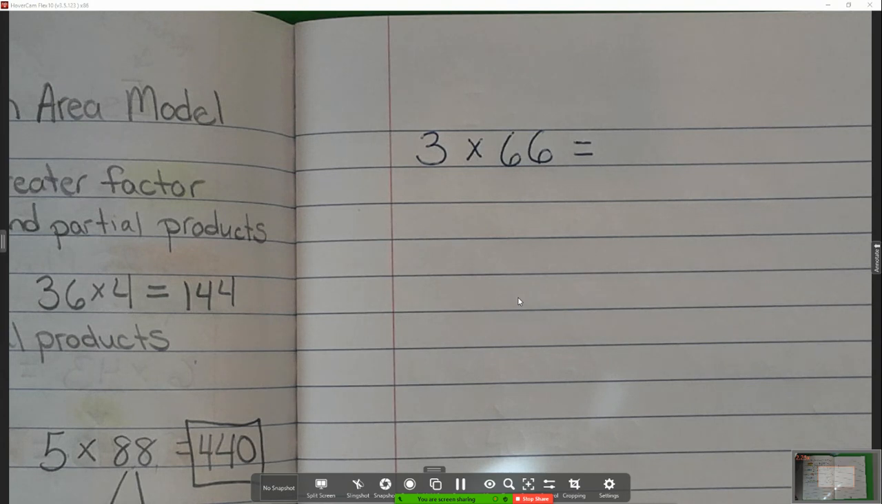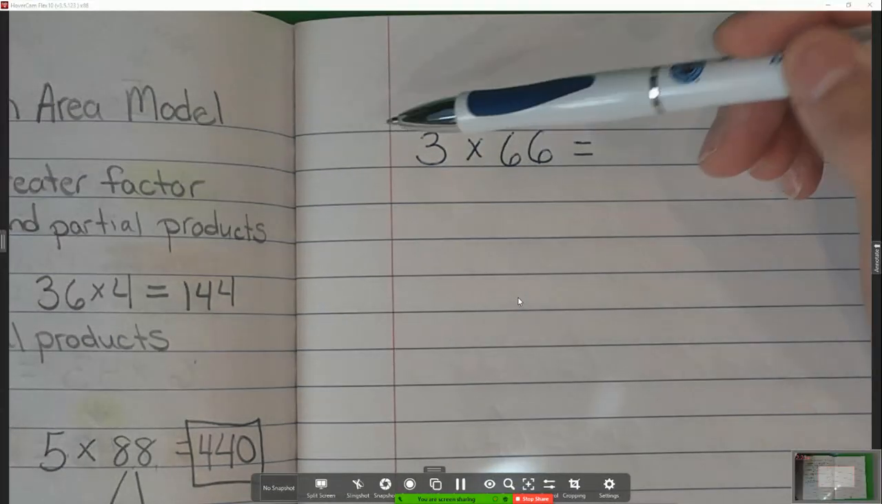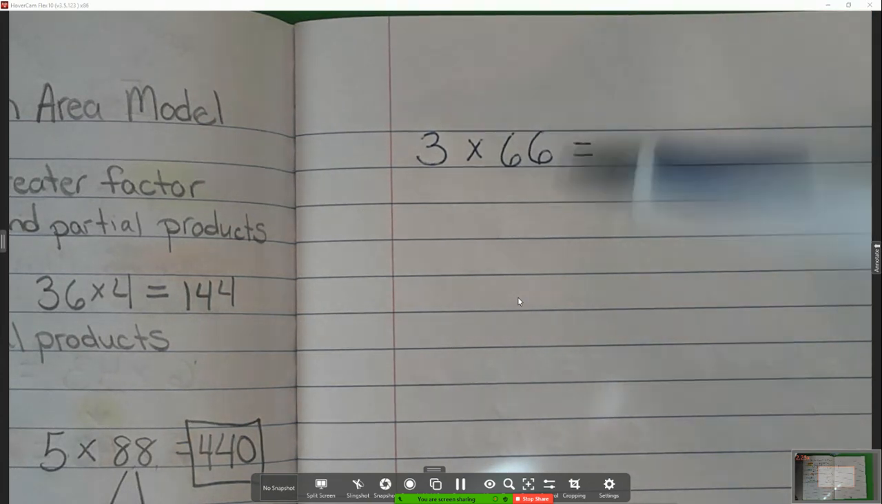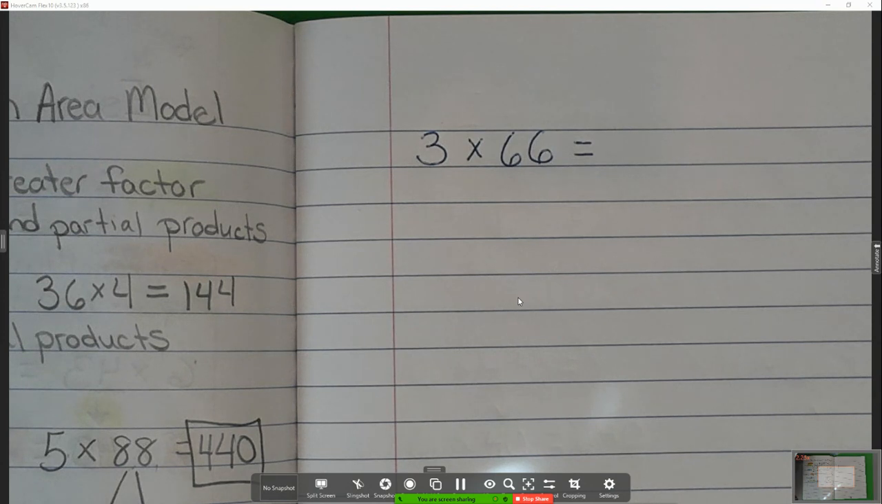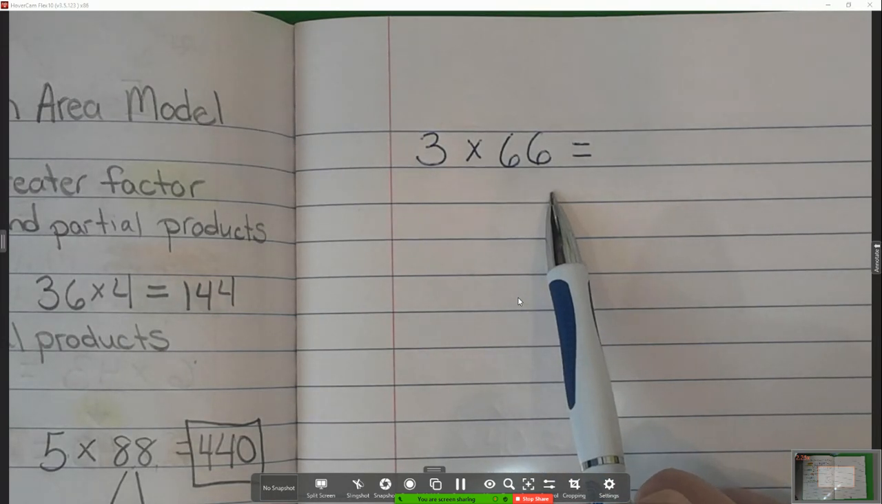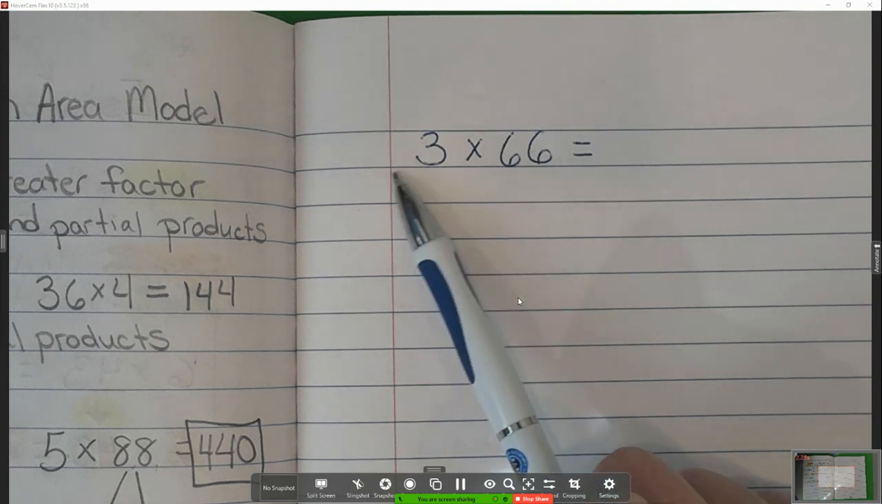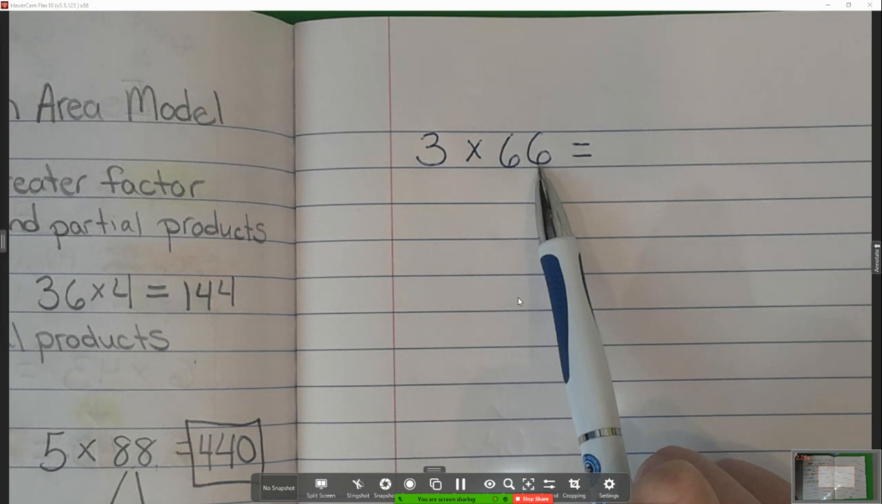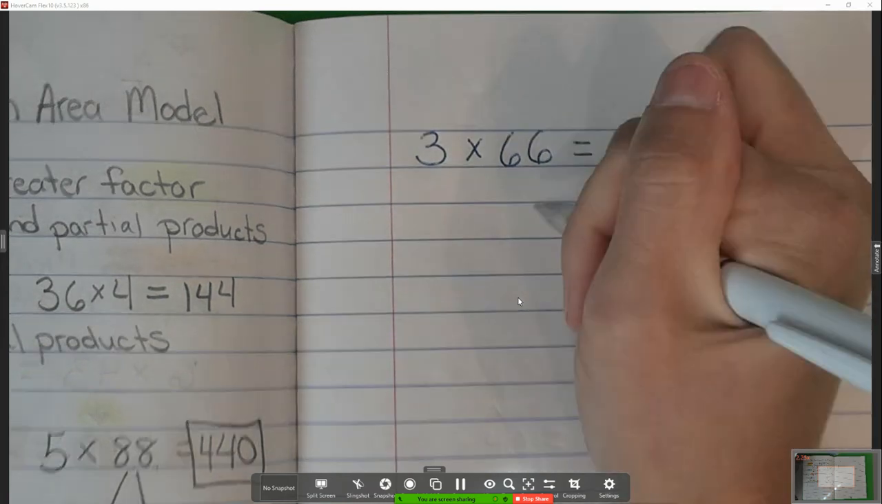Now remember, in a multiplication problem, these are called factors. I have one factor, which is 3, and I have another factor, which is 66. Which one of those is the greater factor, meaning the bigger number? Is it 3? Give me 1 if you say 3. Or is it 66? Give me 2 if you say 66. Perfect. So the first thing is I need to expand 66.